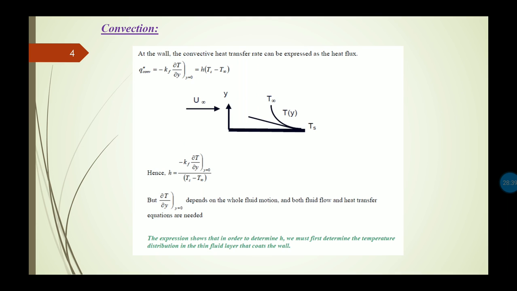But this temperature gradient, del T del y at y equals 0, depends on the whole fluid motion, and both fluid flow and heat transfer equations are needed. So this expression shows us that in order to determine the convective heat transfer coefficient, that is small h, we need to first determine the temperature distribution in the thin fluid layer that coats the wall. So that is the thing that we need to determine.